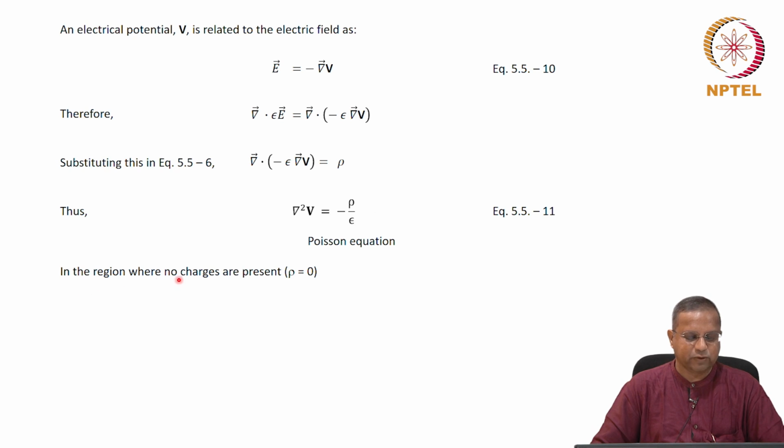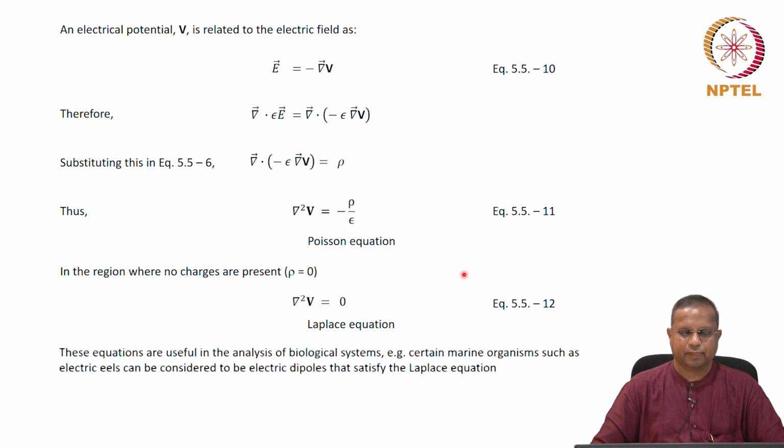Also, in the region where no charges are present, let's say there are no charges present in a certain space, then you could directly write del squared V equals 0. So this equation 5.5-12 is actually called the Laplace equation. These two are useful equations in the electrical analysis of biological systems, many different systems. Certain marine organisms such as electric eels can be considered to be electric dipoles that satisfy the Laplace equation. That's one place where it can be applied.